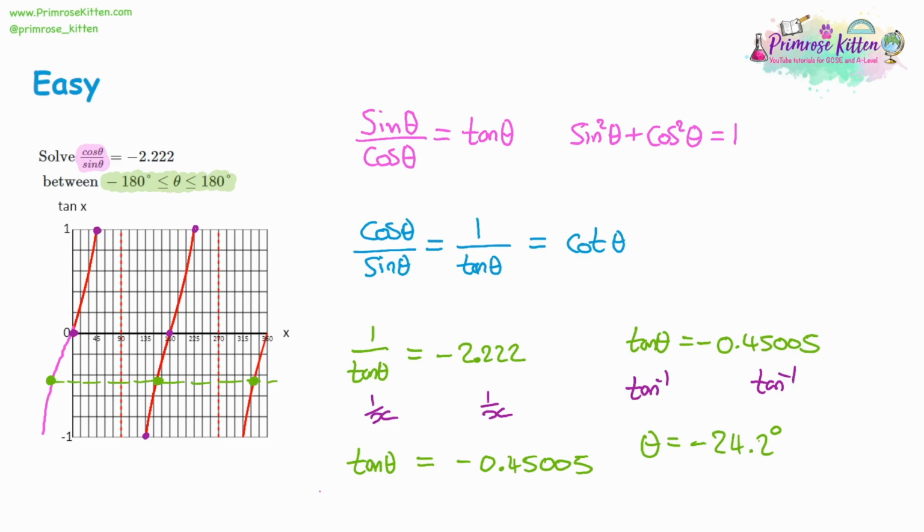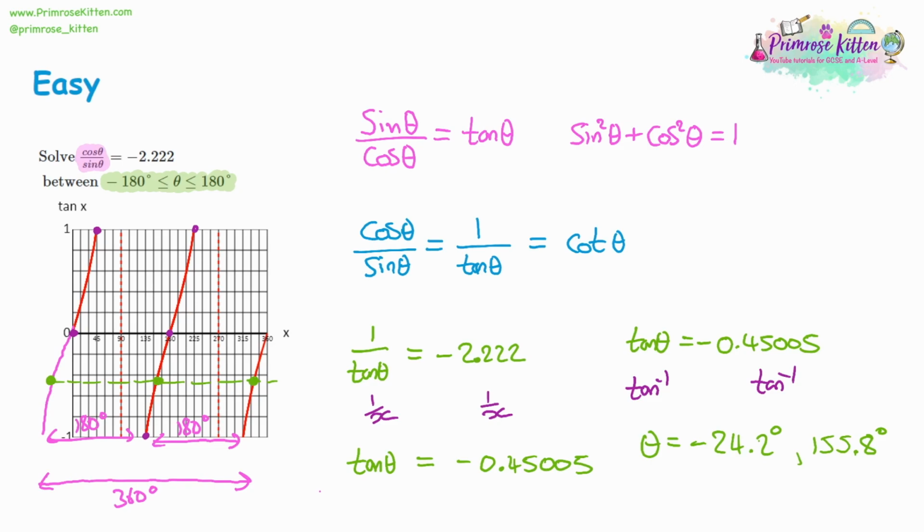Now, even with the computer-generated graph like I've got, it's really hard to read it off. So you need to use the symmetry of a tan curve. Now, all trigonometric curves repeat every 360 degrees, but tan is special in that it also repeats every 180 degrees. The distance between all the possible answers where the curve repeats is 180 degrees. That means if we take negative 24.2 and we add 180 degrees to it, we'll get our second answer, which is 155.76. We round that to 155.8 degrees.